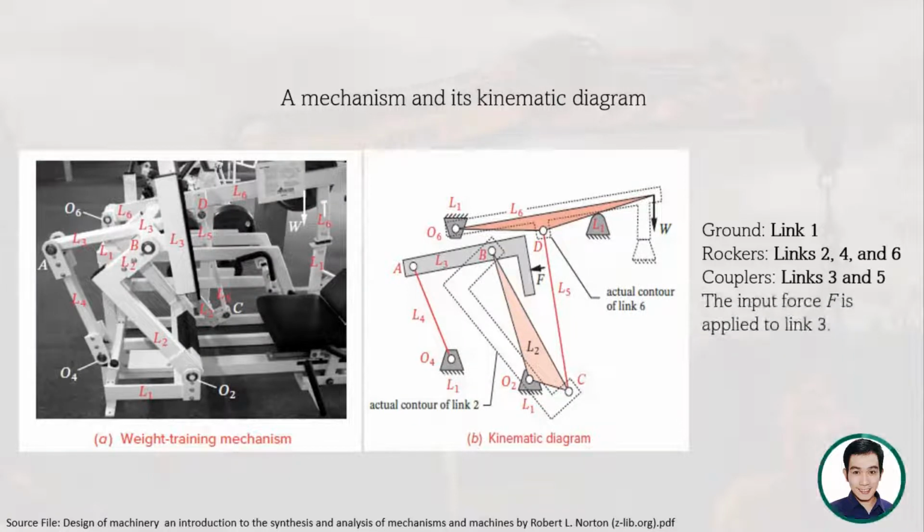We have the input force F applied to link 3 by pushing it with your legs. And then we have the output resistance weight acting on the link 6, meaning you have to overcome that weight as you push the link 3 with the force from your legs. So that is just an example of how we can draw the kinematic diagram of a mechanism, say for example, the weight training mechanism.